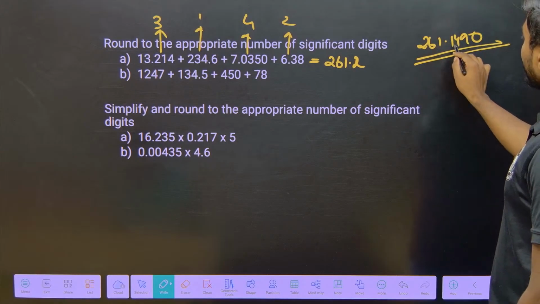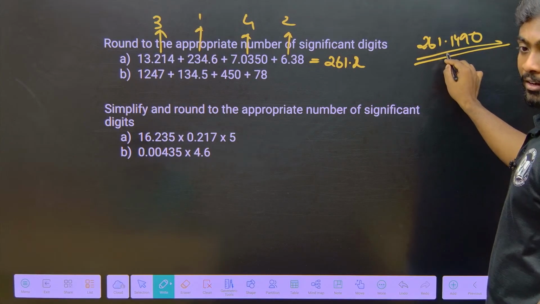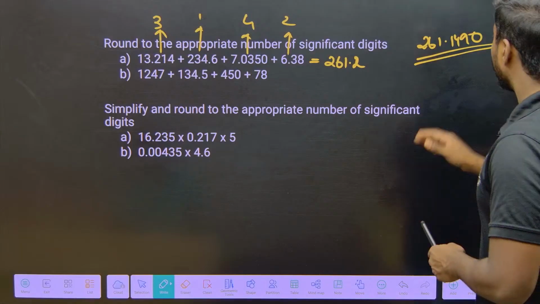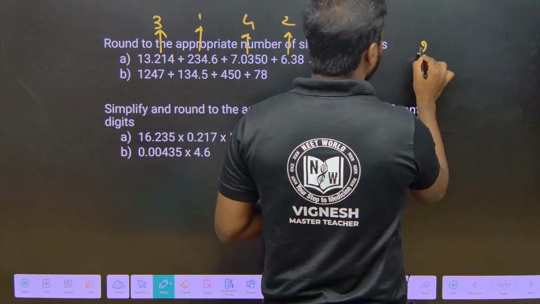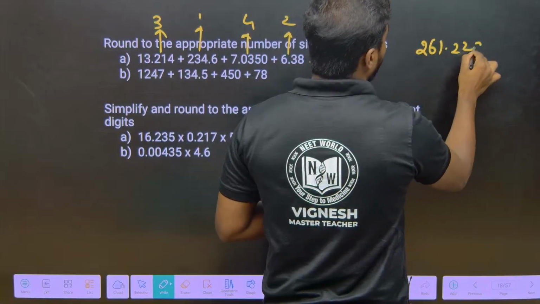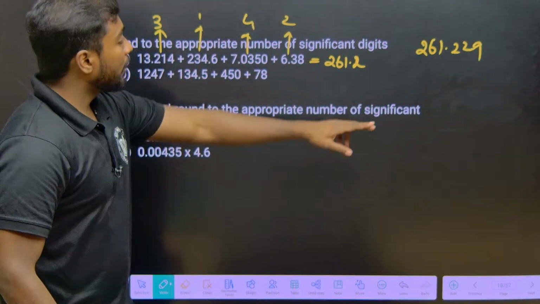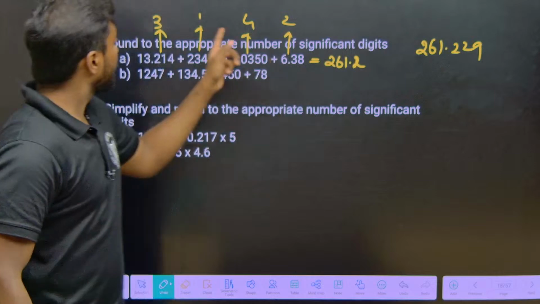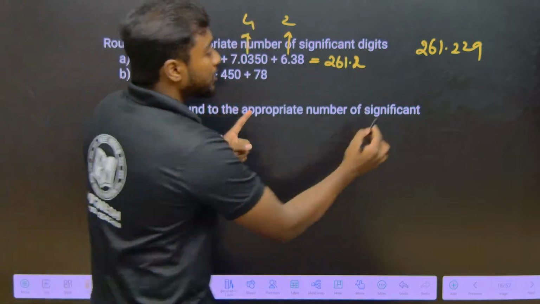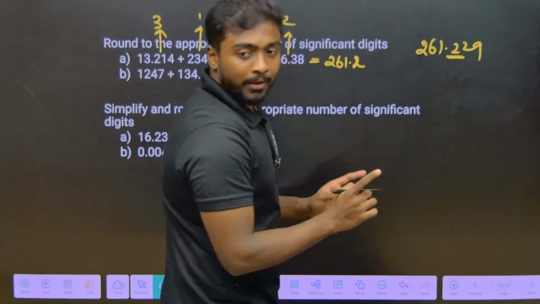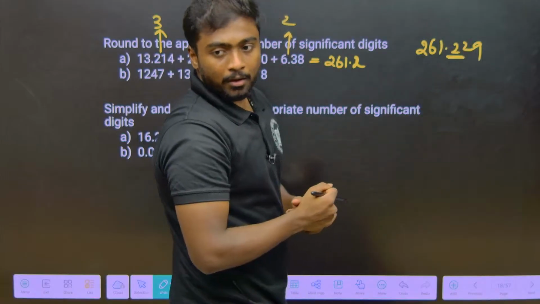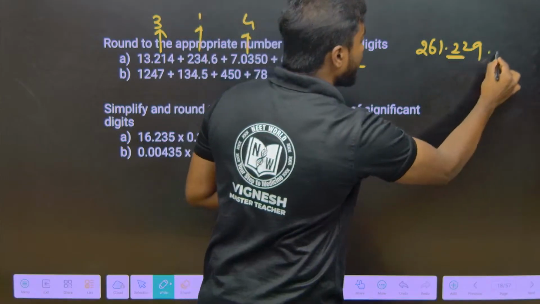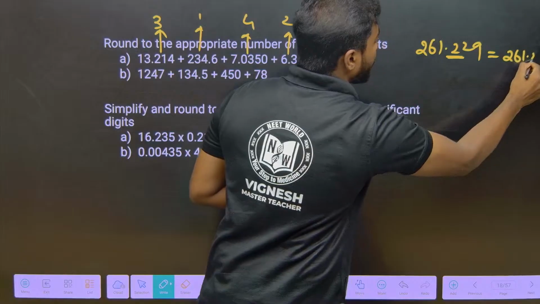How many decimals can I consider? 261.229. Okay, fine. Only one decimal, the least decimal. One decimal I can consider. Is the next digit less than 5? No, so no need to do anything. It is 261.2. That's it.